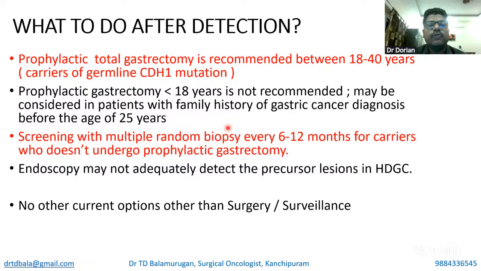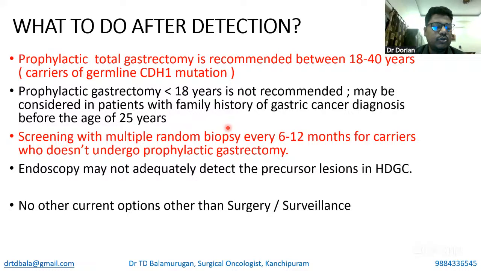Prophylactic total gastrectomy is recommended between 18 to 40 years. The prophylactic gastrectomy is not recommended less than 18 years. And screening with multiple biopsies every 6 to 12 months is recommended for patients who do not want to undergo prophylactic gastrectomy. Say, I have E-cadherin mutation, sir, I don't want surgery, I'm very scared. What can I do? You can undergo repeated biopsy, but with the condition that if one of the biopsies is malignant, you have to undergo surgery.